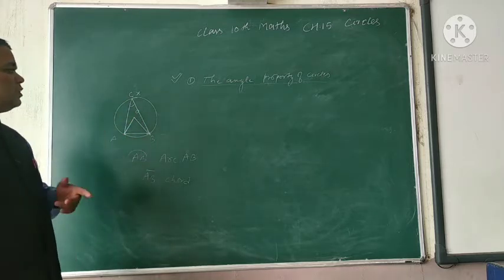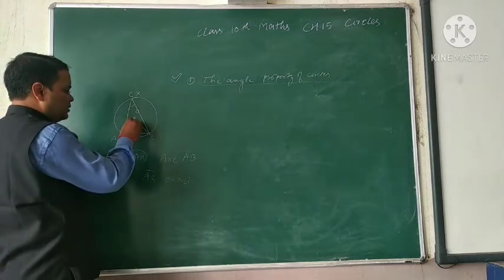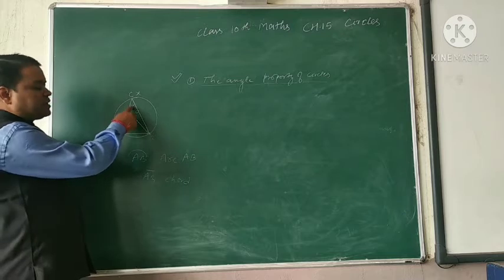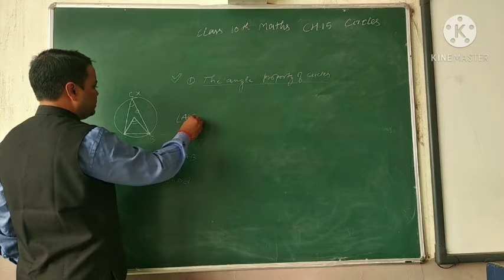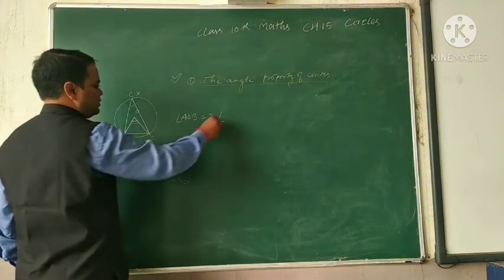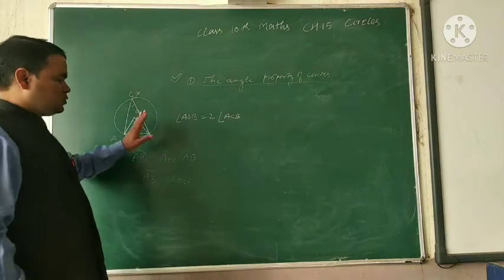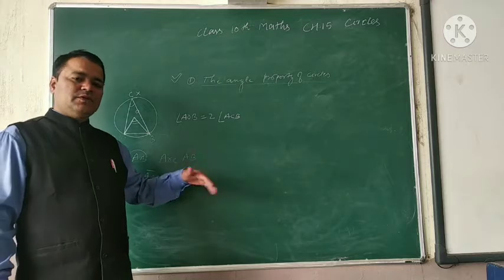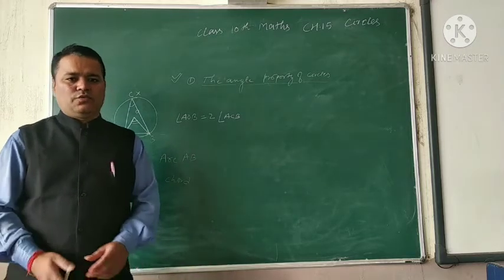Now we try to prove that this angle is 2 times this angle, meaning angle AOB is equal to 2 times angle ACB. We try to prove it with a statement. Let us see what the statement and its proof are.